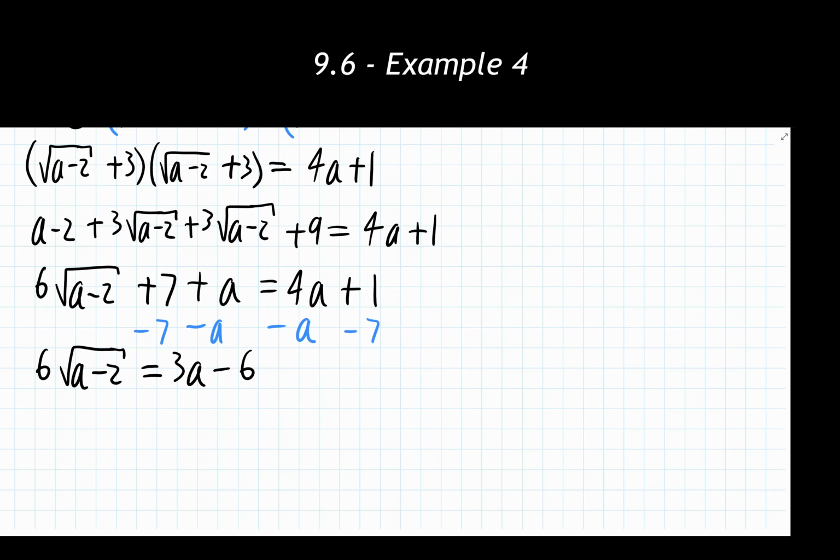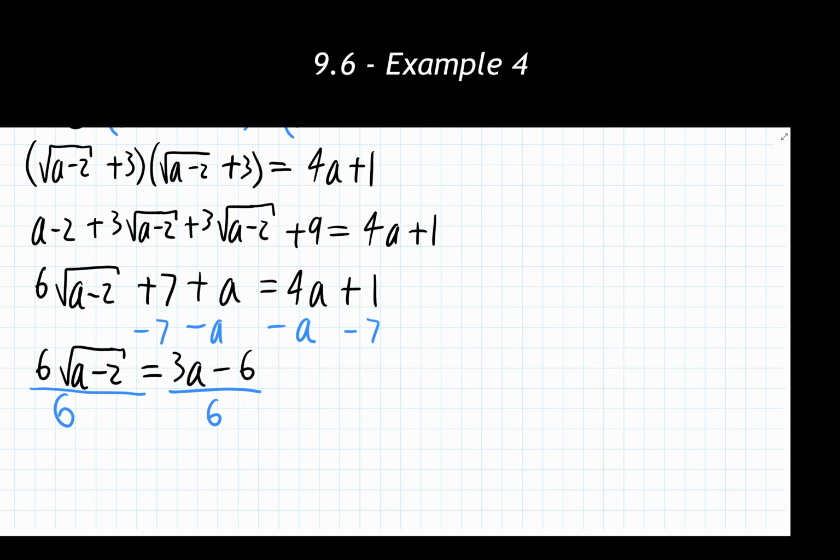Now from here, my radical is closer to being all by itself, but it still has this 6 attached out front. As a coefficient, that 6 is being multiplied to the square root, so I have to undo multiplication with division, which means I'm dividing the entire left side by 6. Now it's your choice on the opposite side if you want to divide the entire thing by 6, which you can do.